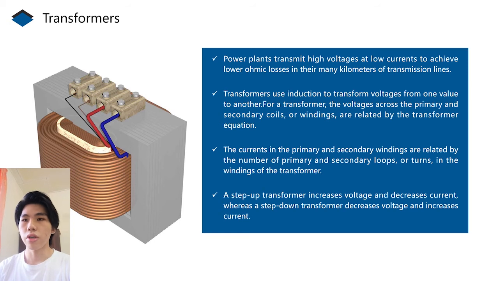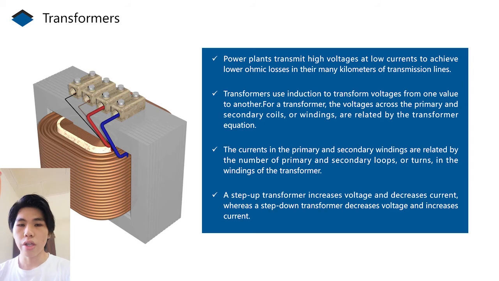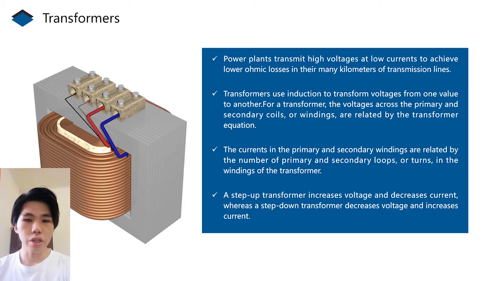For a transformer, the voltages across the primary and secondary coils or windings are related by the transformer equation. The currents in the primary and secondary windings are related by the number of primary and secondary loops or turns in the windings of the transformer. A step-up transformer increases voltage and decreases current, whereas a step-down transformer decreases voltage.